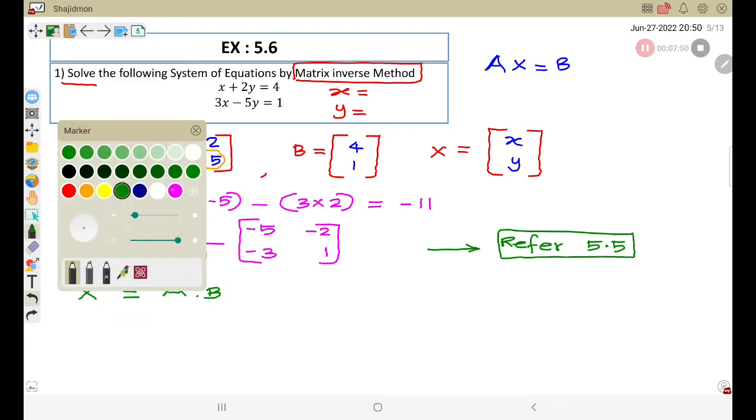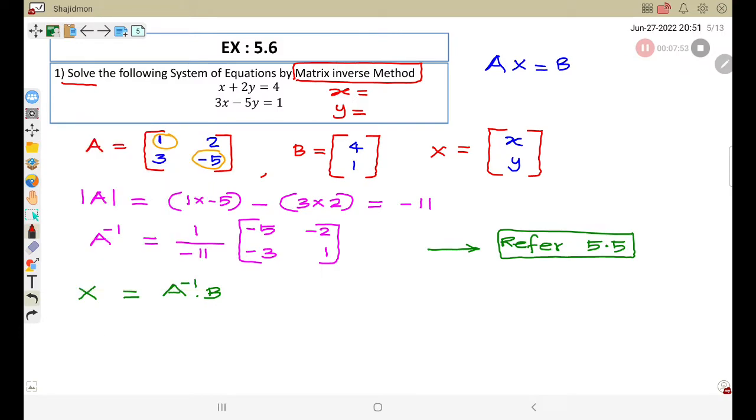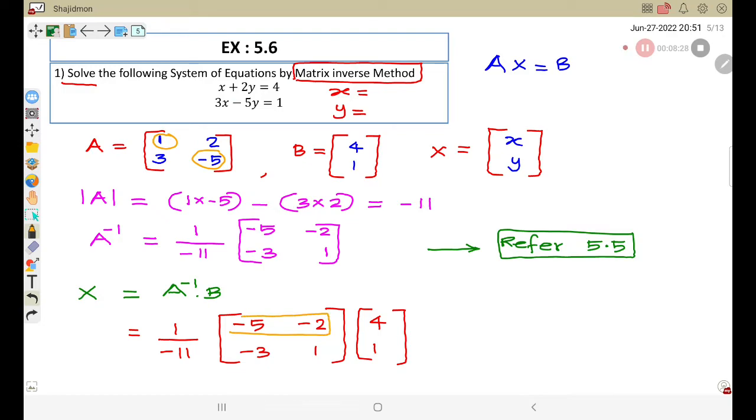Now we are going to find the solution. X equals A inverse multiplied by B is the solution rule. So A inverse means 1 over -11 multiplied by the matrix with rows -5, -2 and -3, 1, multiplied by the B matrix. What is the B matrix? 4 and 1, the right side number matrix. The 1 over -11 we multiply inside last, otherwise the calculation will be a little hard. So these two matrices we multiply first. You know how to multiply two matrices, we studied it in section 5.1.